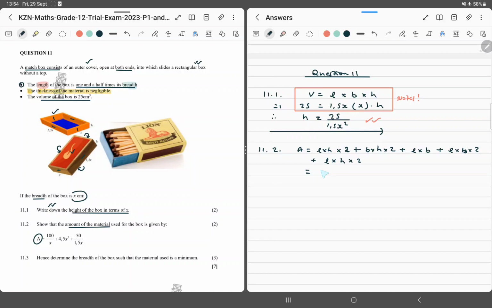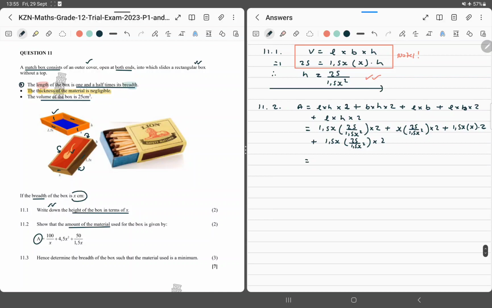So the length times breadth there is 1,5x into the height. We got 25 over 1,5x squared. This is multiplied by 2. Plus this one is the breadth, which is x, into the height, which is 25 over 1,5x squared, multiplying that by 2. Plus the length is basically 1,5x into the breadth, which is x, times 2. Okay, I'm losing a bit of space here. Plus we come here. This is going to be 1,5x into 25 over 1,5x squared times 2. That's a lot. Now let's clean this thing up.